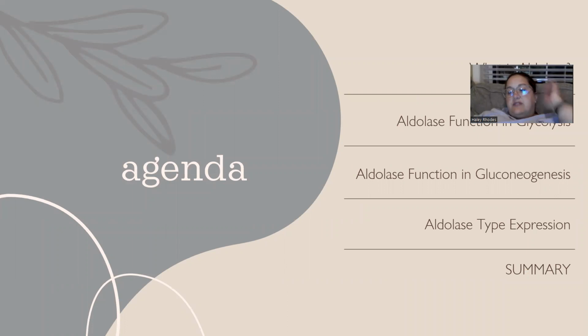So our objectives today are going to be looking at what and how aldolase functions, in addition to how it functions within glycolysis and gluconeogenesis, and looking at how aldolase is expressed. And then we'll have a quick summary at the end.